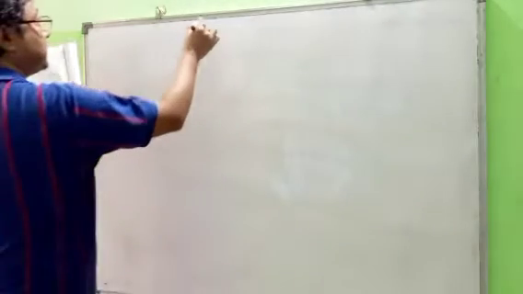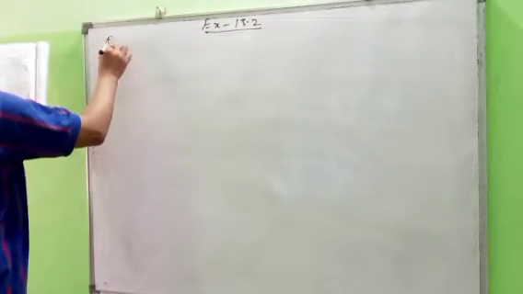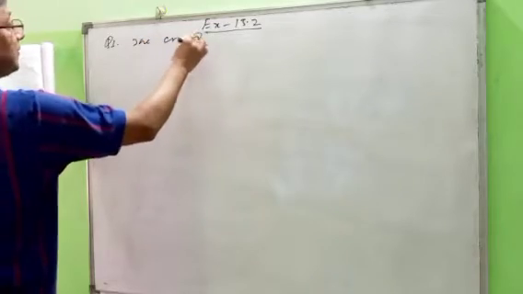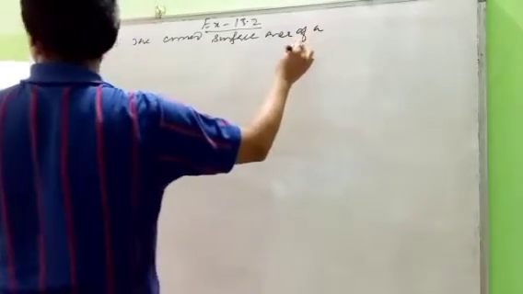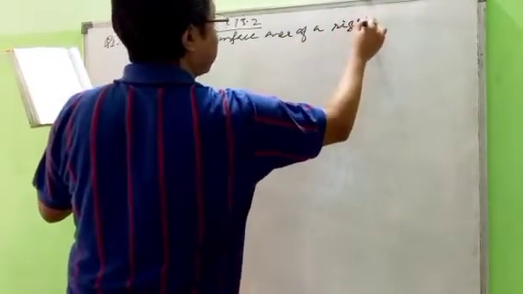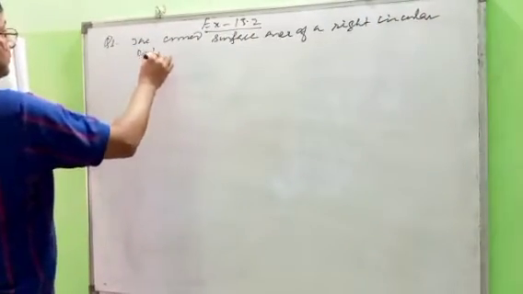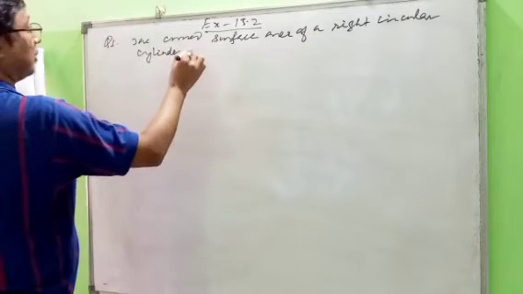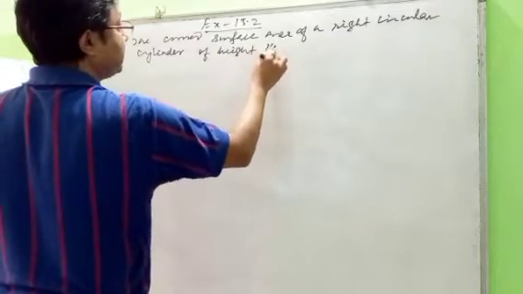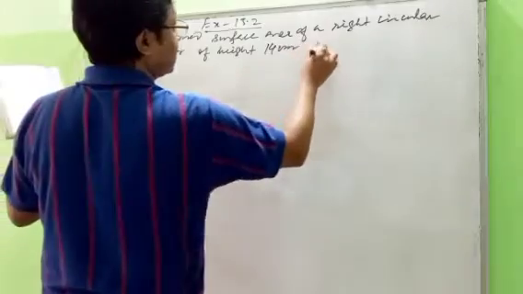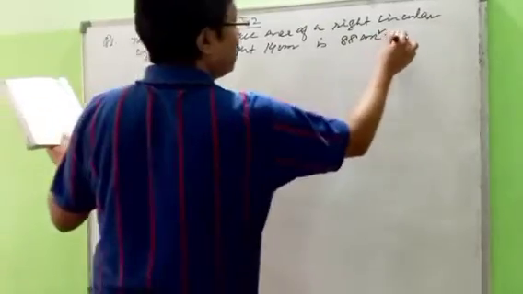Let us take exercise 13.2, question number 1. The curved surface area of a right circular cylinder of height 14 centimeter is 88 centimeter square. Find the diameter of the base of the cylinder.